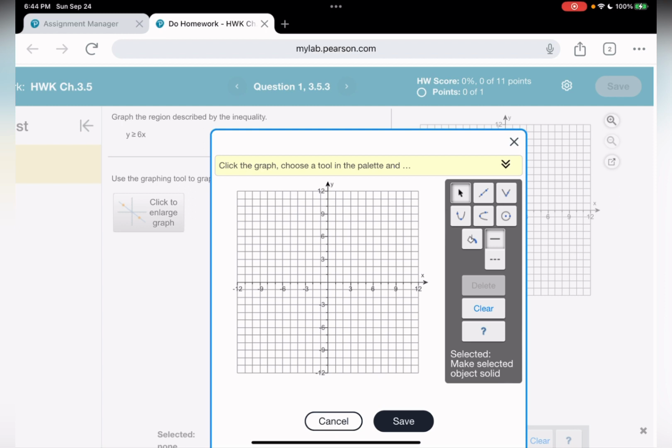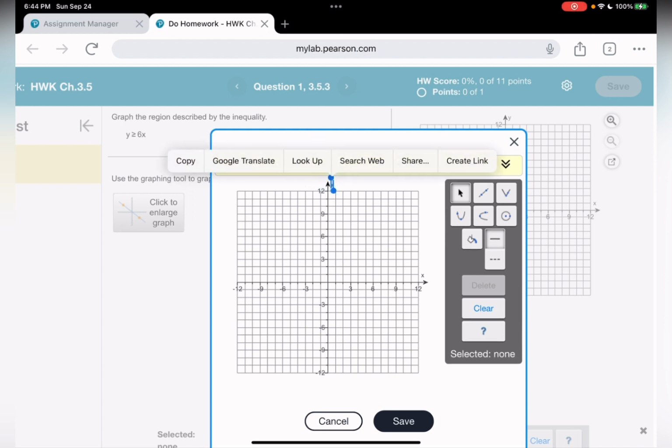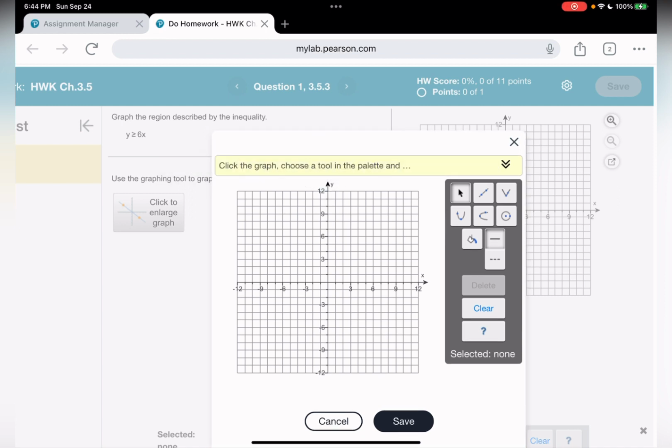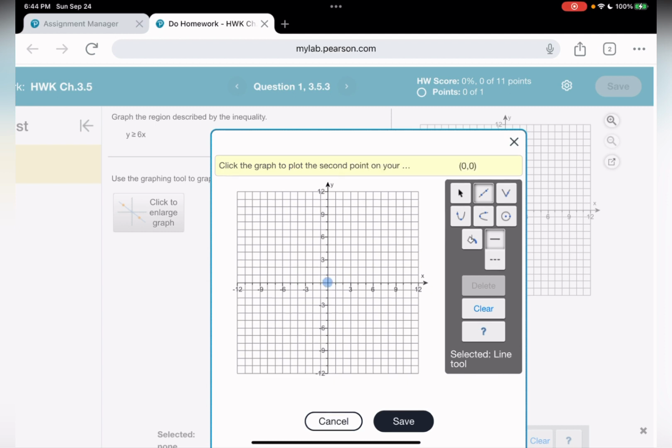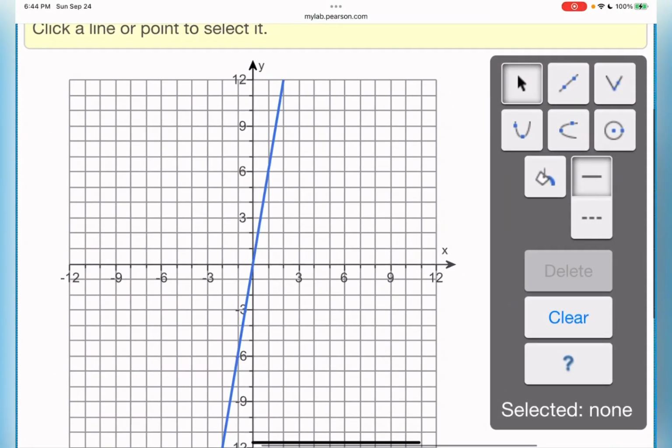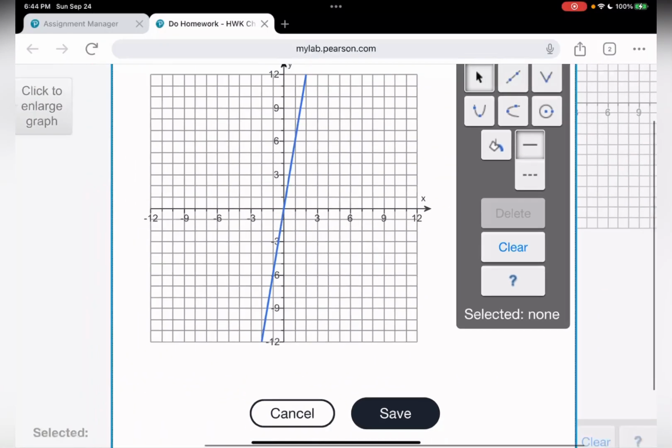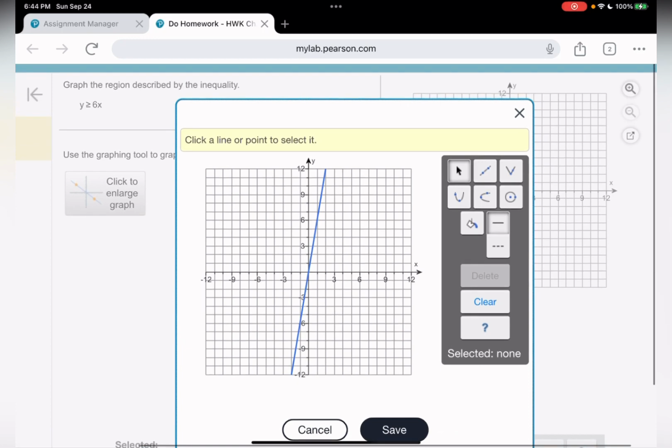So x is 0, y is 0. At this point, I can take any other number. X is 1, y is 6, right? So let me see. This is my 6. This is my 1. Yes? Let me zoom. Yes, 1 and 6. That is correct. So now I'm going to shade it. It says y greater than 6x.